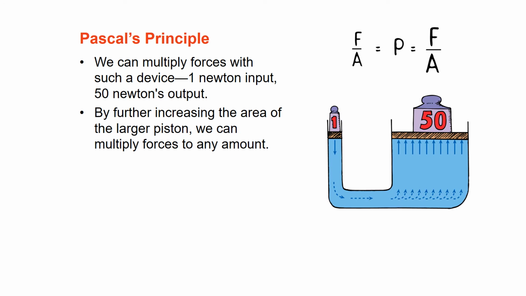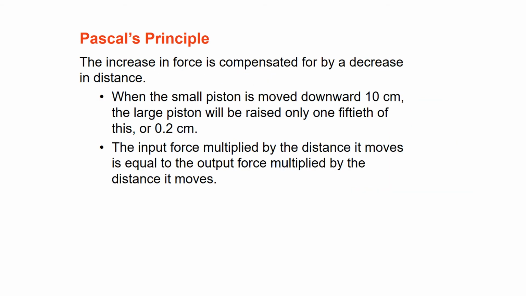We can multiply forces with such a device: 1 Newton input, 50 Newtons output. By further increasing the area of the larger piston, we can multiply forces to any amount we want. The increase in force is compensated by a decrease in the distance, mind you. So when the small piston is moved downward 10 centimeters, the larger piston, because of the larger area, will be raised only 1/50 of this, or 0.2 centimeters.